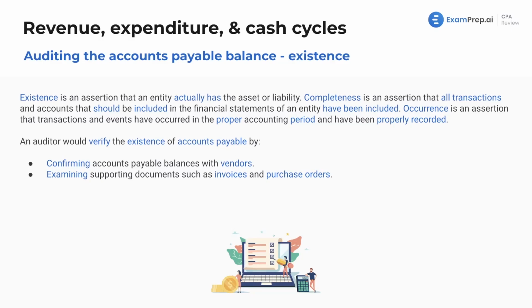Moving on to accounts payable. Now we are at existence for our physical, not physical, right? But I like to say the word physical for assets and liabilities, more so these actual balances at any point in time. How do we verify the existence of accounts payable?